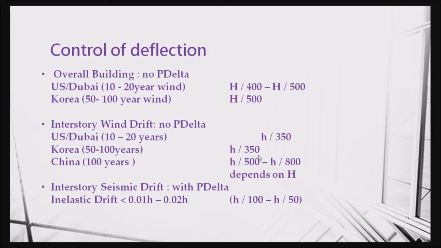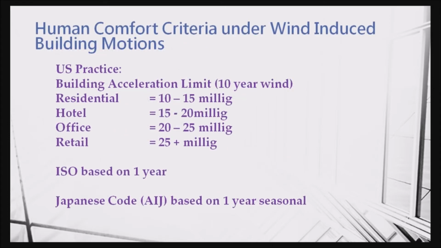For the control of deflection in Hong Kong or in other countries, most likely you just control H divided by 500. For example, if you design a building of 500 meters, that means you need to control the deflection to no more than 1 meter, because the formula is H divided by 500, and 500 divided by 500 is 1 meter. And then for building comfort, for a residential building it is controlled to 10 to 15.